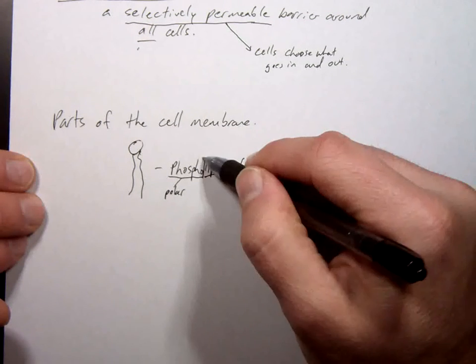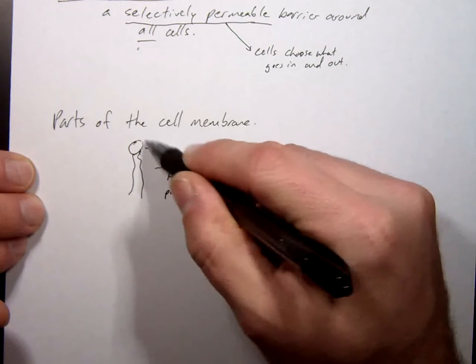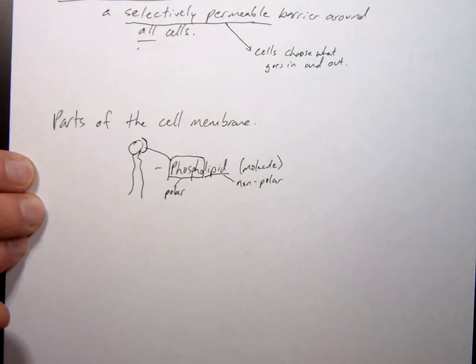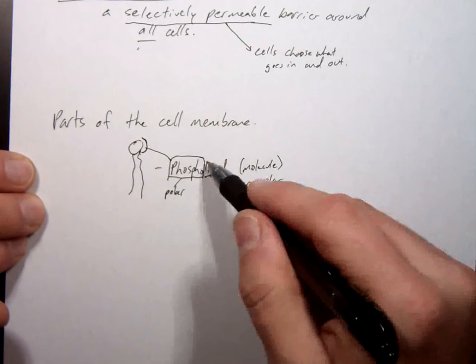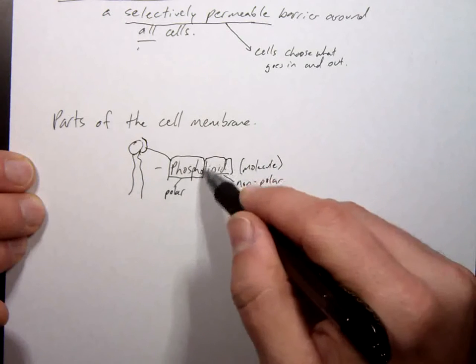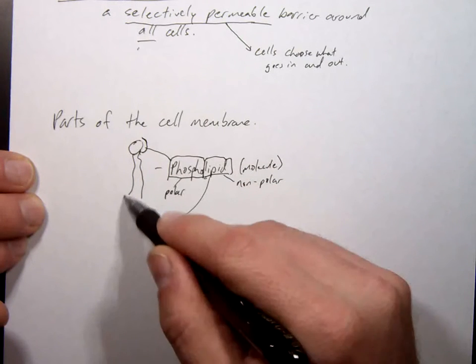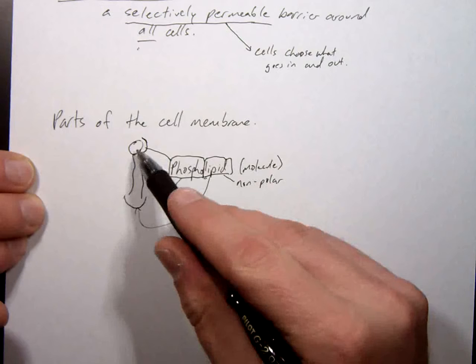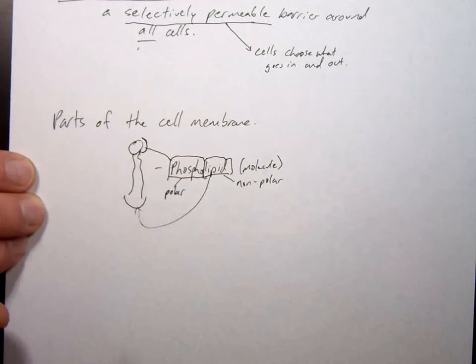One end is the phospho up here, that part. Then the lipid parts are the two little tails down here, and they repel water. So the heads attract water, the tails repel water.